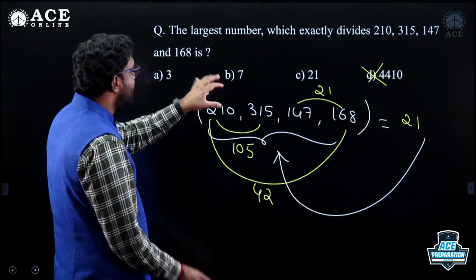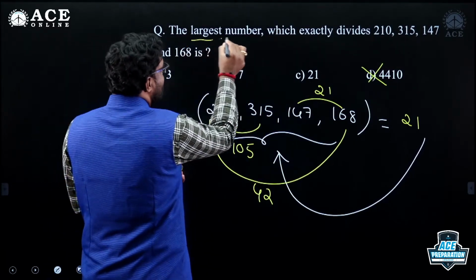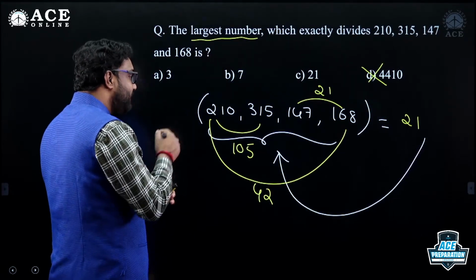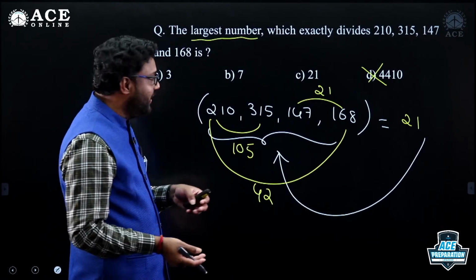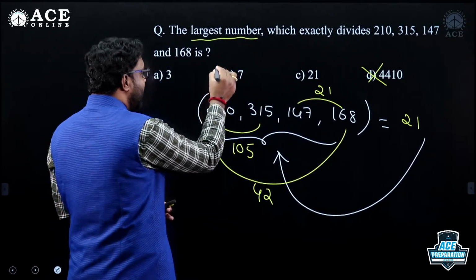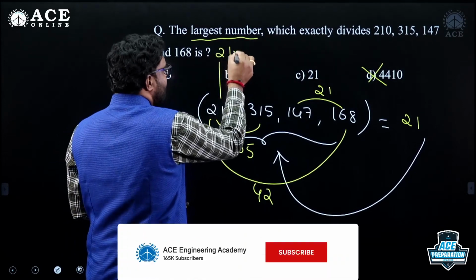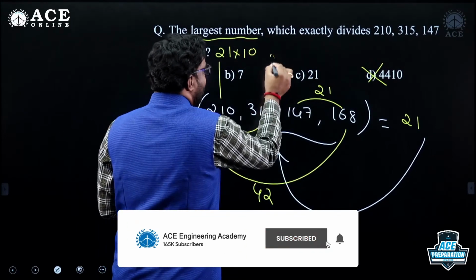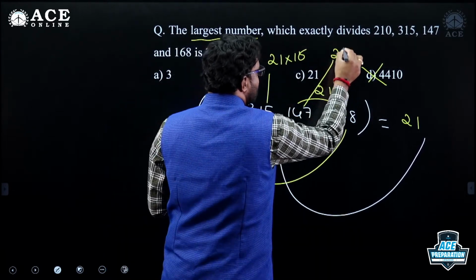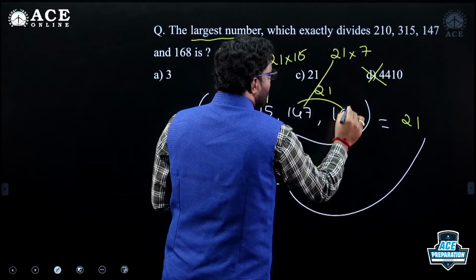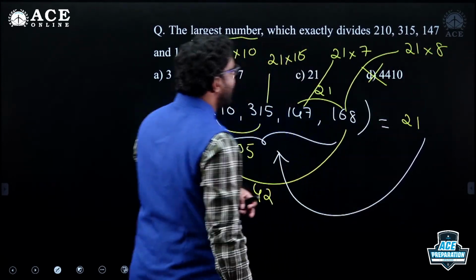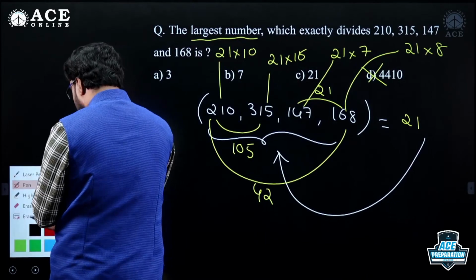Sir, why not 3 and 7? They're asking for the largest. Right. And in fact, you can check every option is a 21 multiple. This is 21 into 10. This is 21 into 15 times. This is 21 7 times. This one is 21 8 times. Every number is a 21 multiple or divisible by 21.